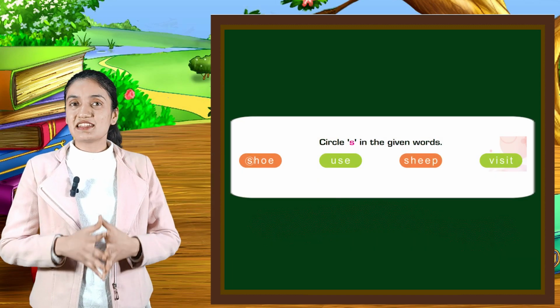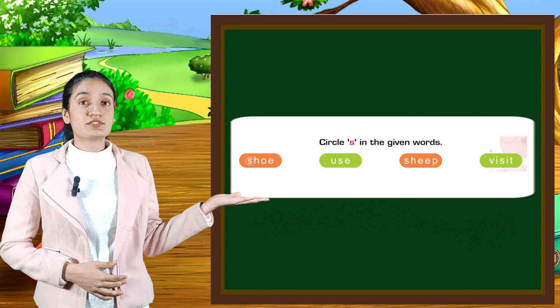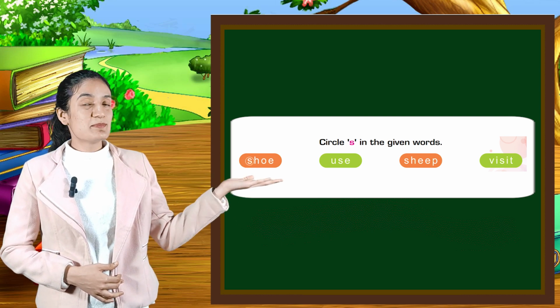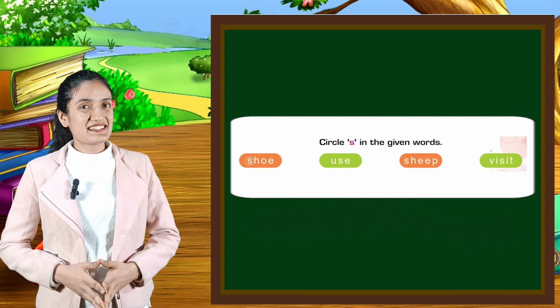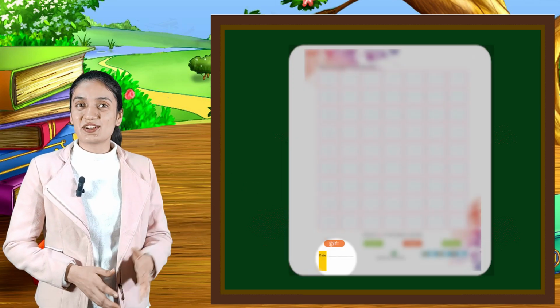Circle S in the given words. Shoes, use, sheep, visit. Find the letter S and circle it. And also mention the date in your notebook.